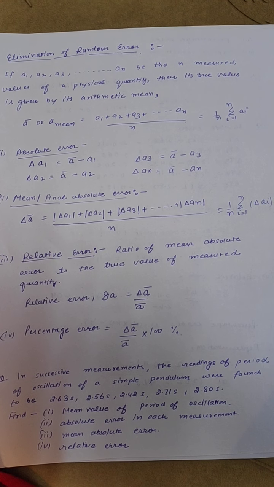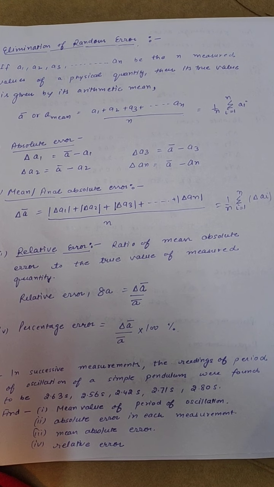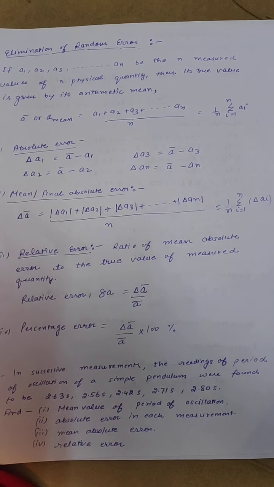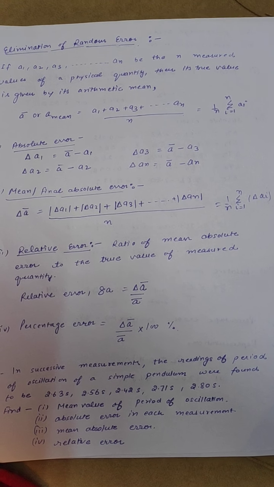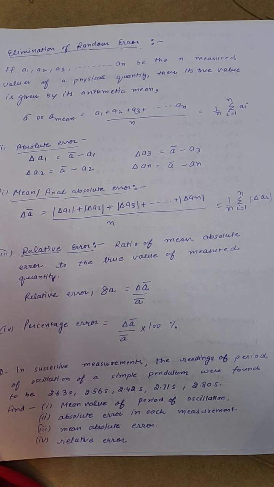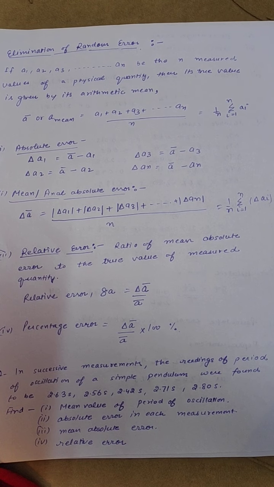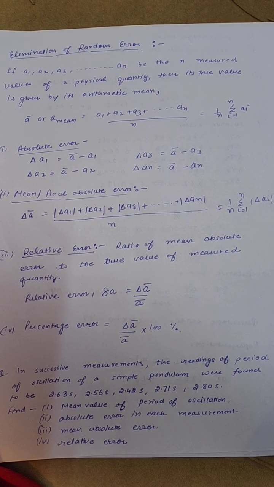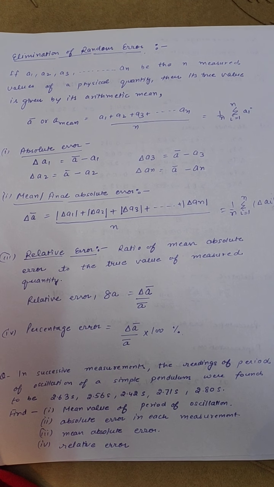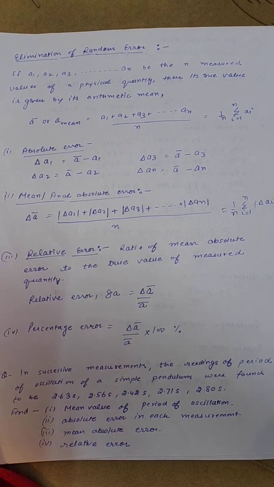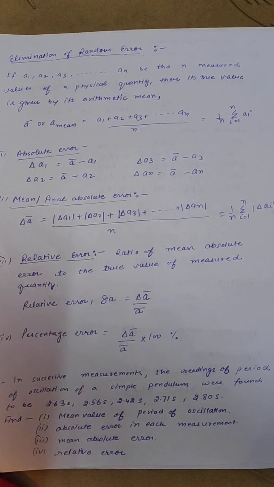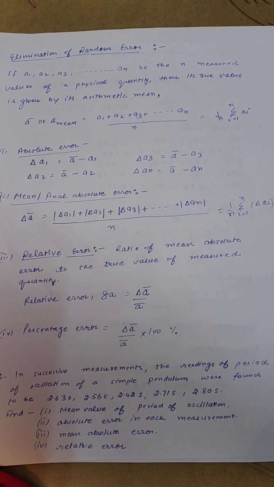Now next is the mean or final absolute error. How will you find the mean or final absolute error? You will take the mod of each absolute error and you will take the mean of the point number 1. You will represent it by delta A bar, equal to the sum of all the terms that you find in point number 1, that is delta A1, delta A2, delta A3, so on up to delta AN, divided by the number of total observations.